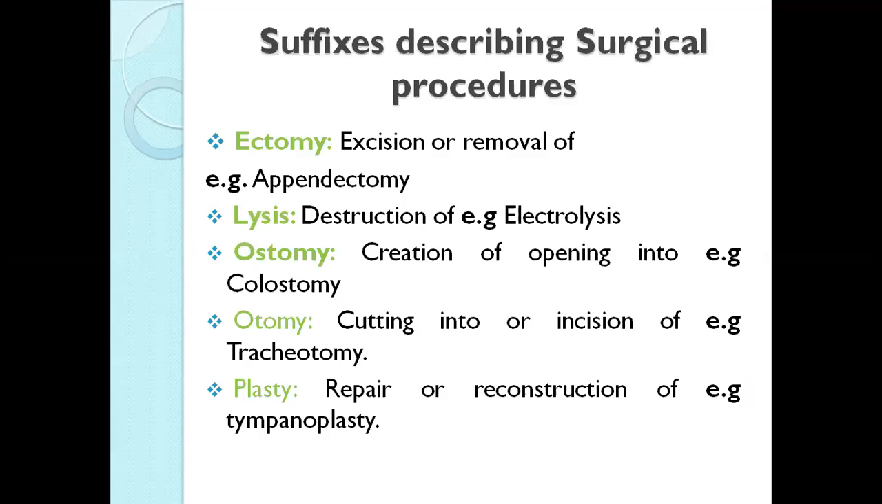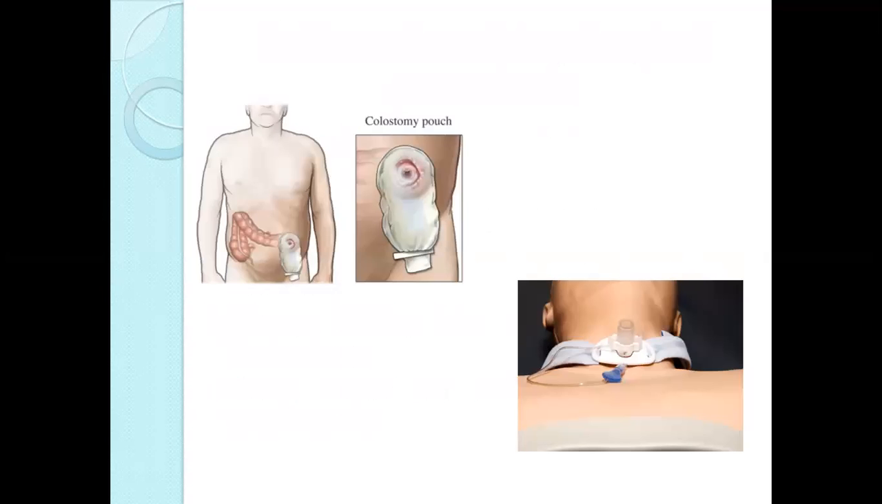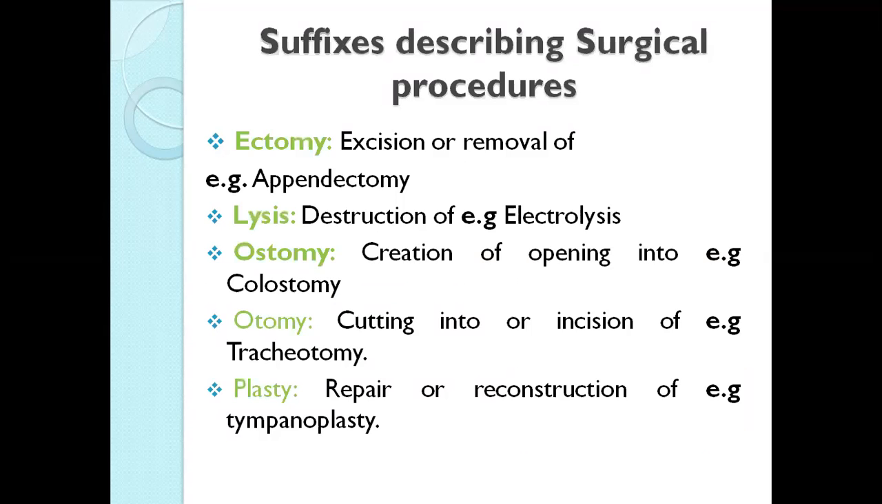So whenever you hear this otomy, it means a cutting into or incision to. After you see in the diagram, a hole is made in the neck area, and after that they usually put in a tube. The tube which is inserted, we call it the tracheostomy tube. You will see this when you go for clinical postings in the hospitals, some patients have this tube. So that is the meaning of the word otomy.